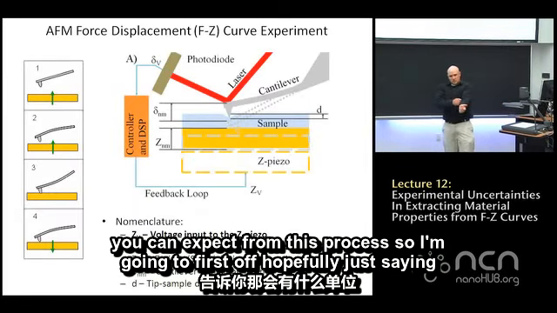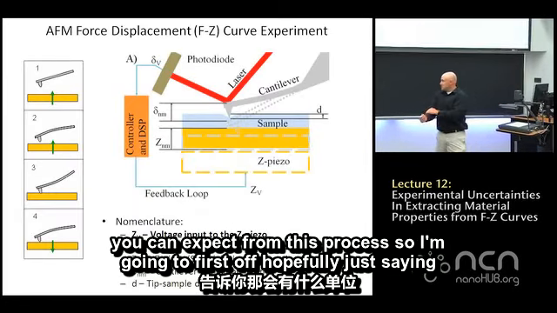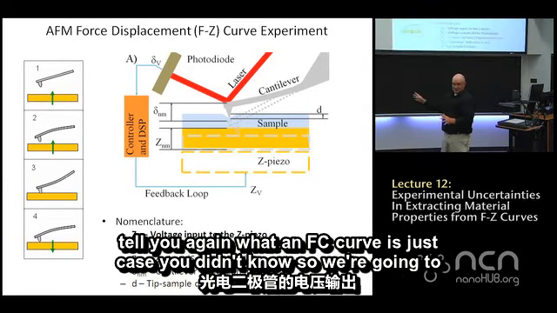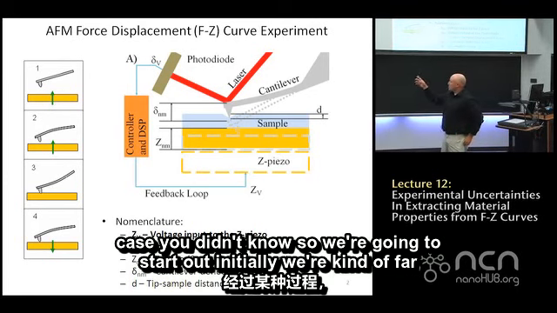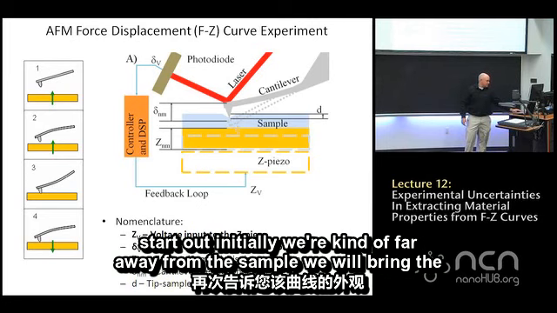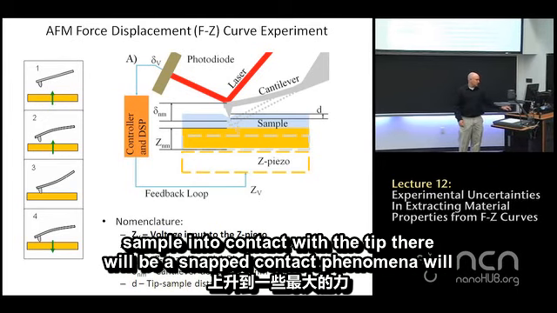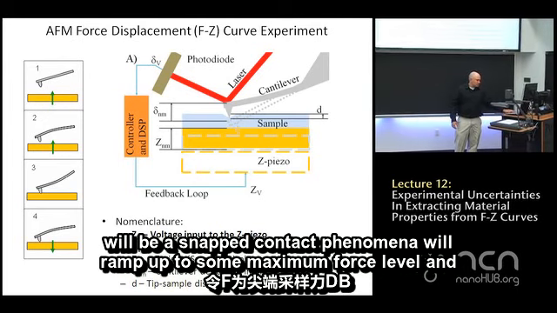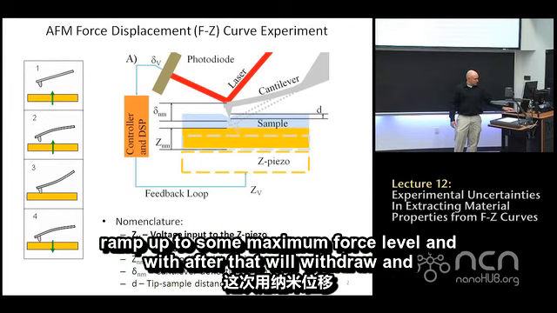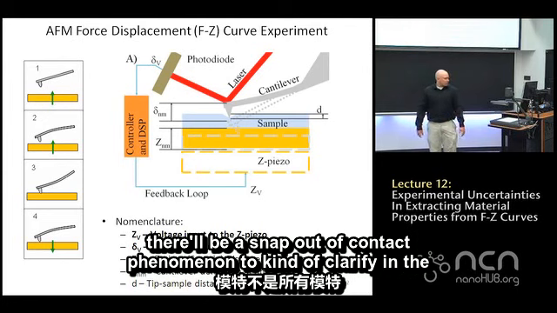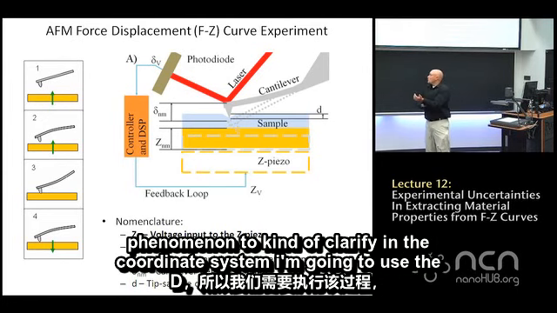I'm going to first tell you again what an FZ curve is, just in case you didn't know. So we're going to start out. Initially, we're far away from the sample. We will bring the sample into contact with the tip. There will be a snap-in contact phenomenon. We'll ramp up to some maximum force level, and after that we'll withdraw, and then there'll be a snap-out of contact phenomenon.